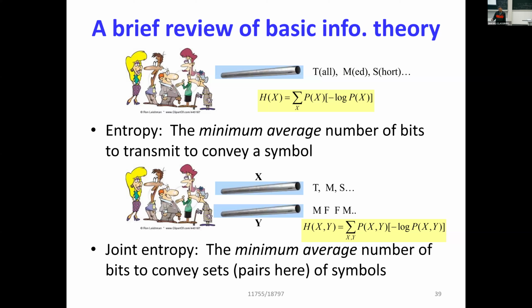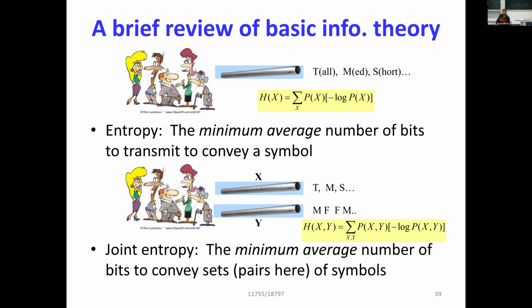Anybody? 2? Mm-hmm. 2? No. It's going to be h of x, whatever the distribution is. I didn't tell you, right? So it's going to be the entropy of the distribution of heights. Come on, guys, wake up, right?